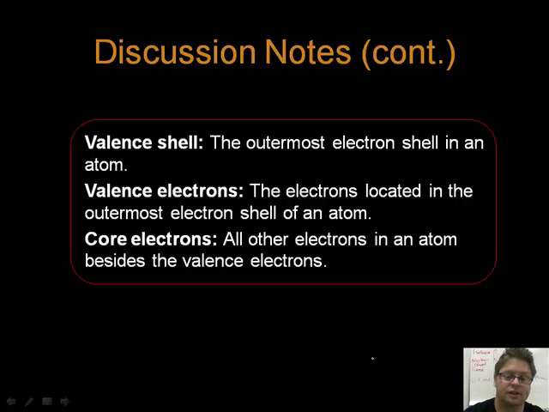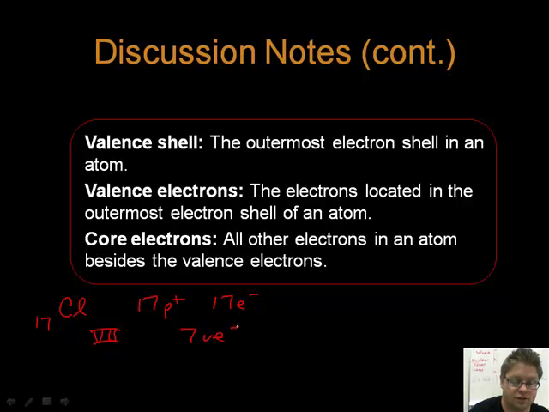The valence shell is the outermost electron shell in an atom. Valence electrons are the electrons located in the outermost shell of an atom. And core electrons are all the other electrons. So if we had an element such as chlorine, chlorine is atomic number 17. Chlorine normally has 17 protons and 17 electrons. It's in group 7. Since it's in group 7, it will have 7 valence electrons. Then you just subtract the total electrons, 17, minus the valence, total minus valence, and that equals the core. So it's going to have 10 core electrons.